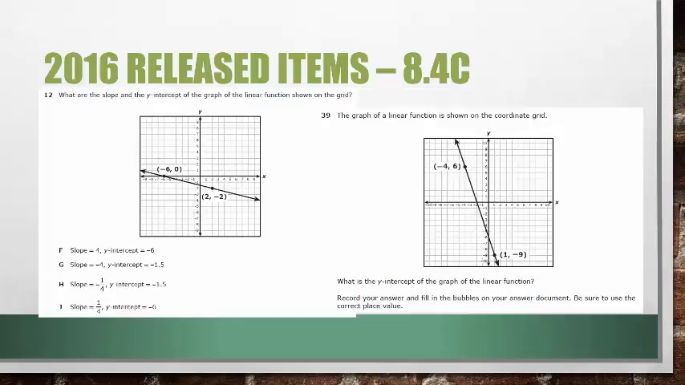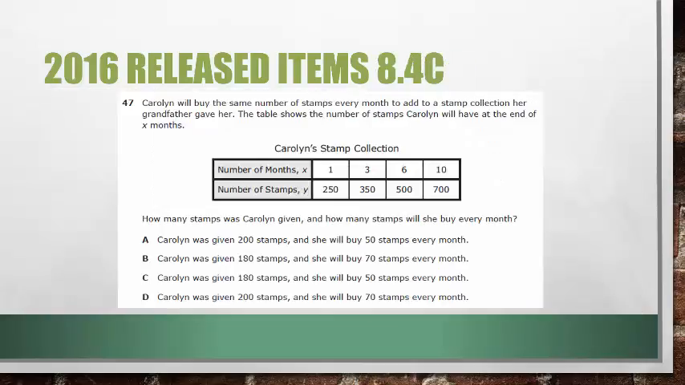We have a few more items released for standard 8.4C. Question 12, linked with process standard 1B, 1C, 1E, 1F, with the correct answer being H. Question 39, linked with process standards 1B, 1E, 1F, the correct answer being -6. And question 47, linked with process standards 1A, 1B, 1C, 1E, 1G, with the correct answer being A.